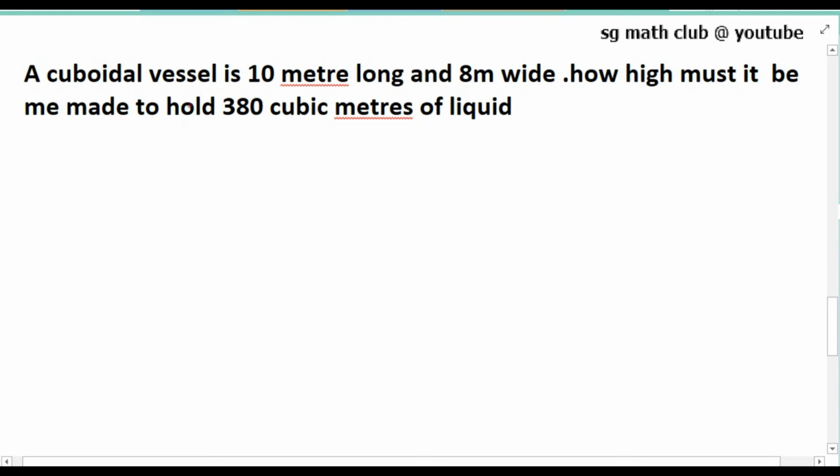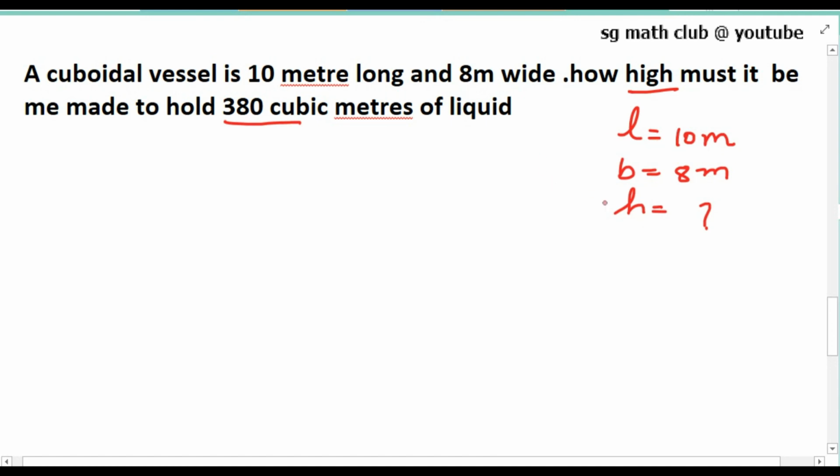Next question. A cuboidal vessel is 10 meter long and 8 meter wide. How high must it be made to hold 380 cubic meters of liquid? In all these questions they were giving length, breadth and height, and we were asked to find out the volume of the cuboid. In this question they have given the volume of the cuboid. We need to find out how high, that means the height of the cuboid we need to find. So here they have given 10 meter long, so length is 10 meter, 8 meter wide, that means breadth is 8 meter, and the height we need to find out. I don't know the height.